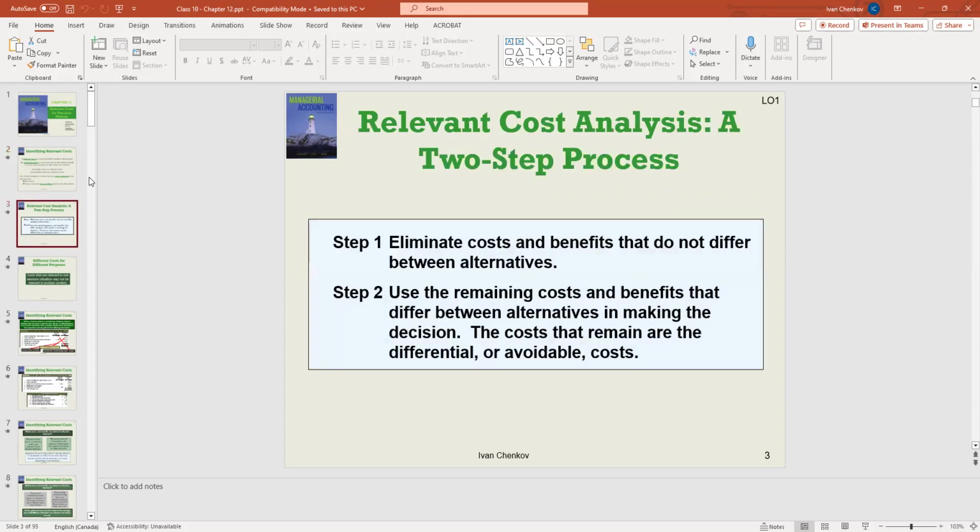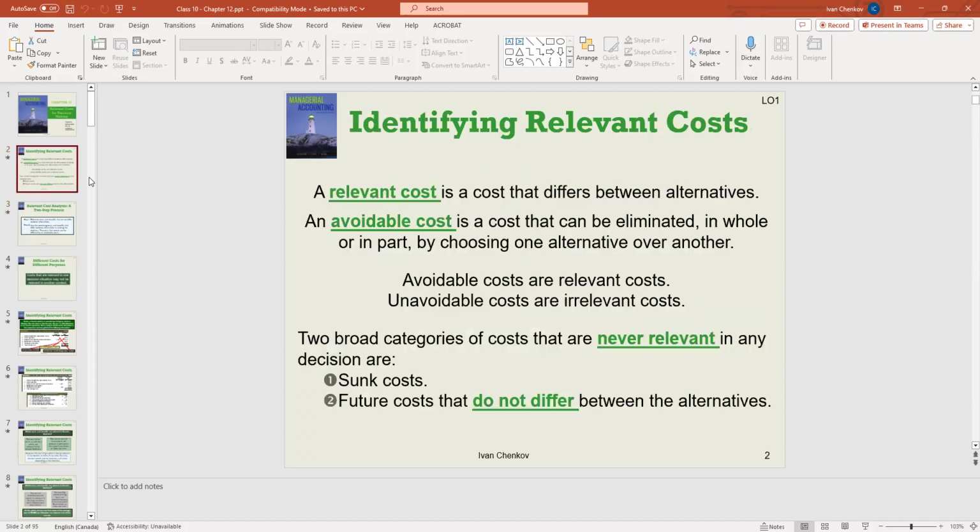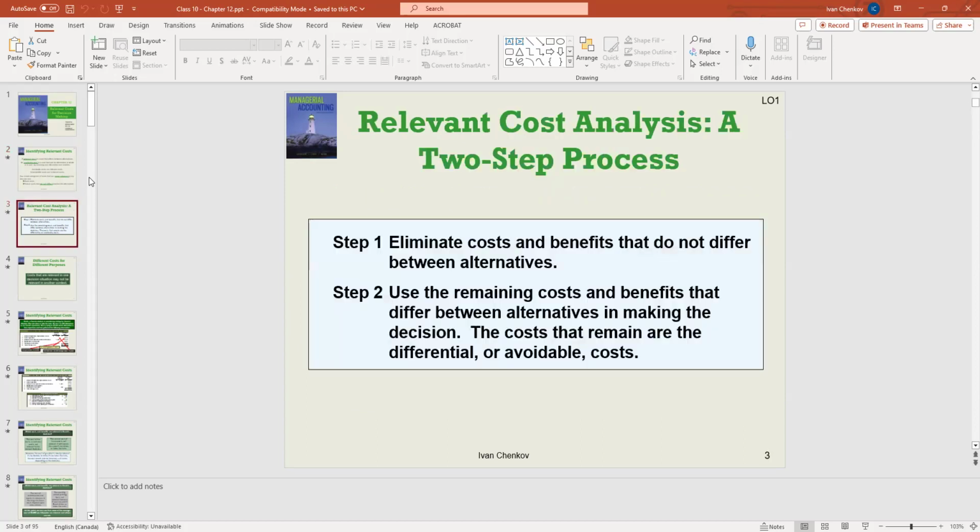So, how are we going to proceed with these costs? First, we're going to eliminate the cost and benefit which are not different between both alternatives. So we're going to eliminate the irrelevant cost. We're going to eliminate the unavoidable cost. We're going to eliminate the sunk cost, and we'll see what's going to happen. Second, on the remaining costs and benefits, which are different between one alternative and the other, we're going to make a decision.